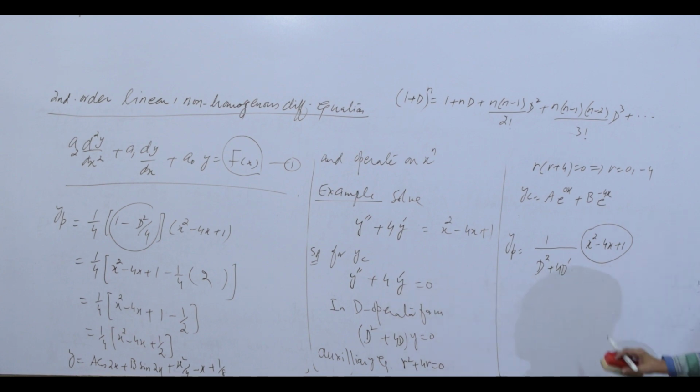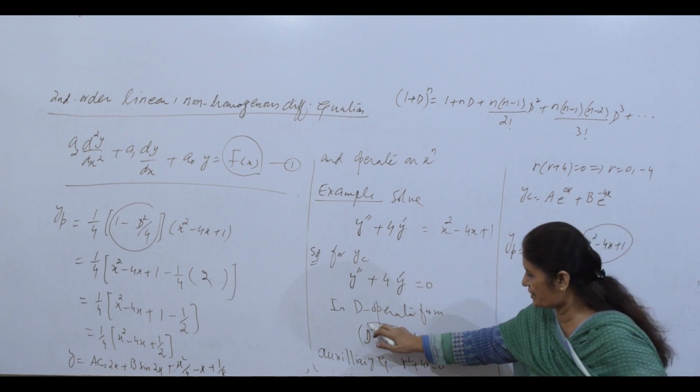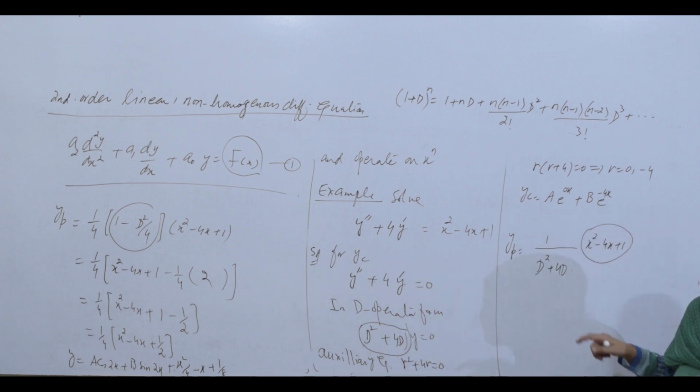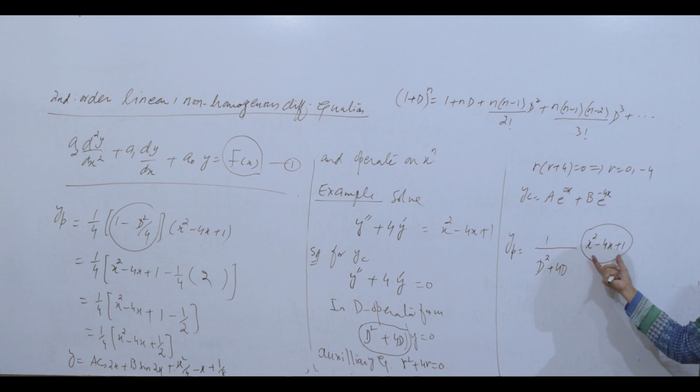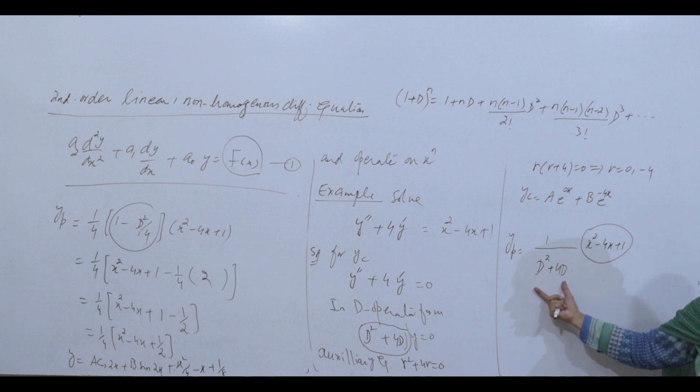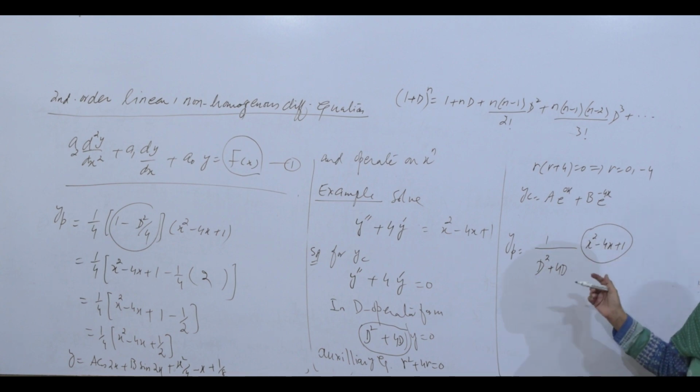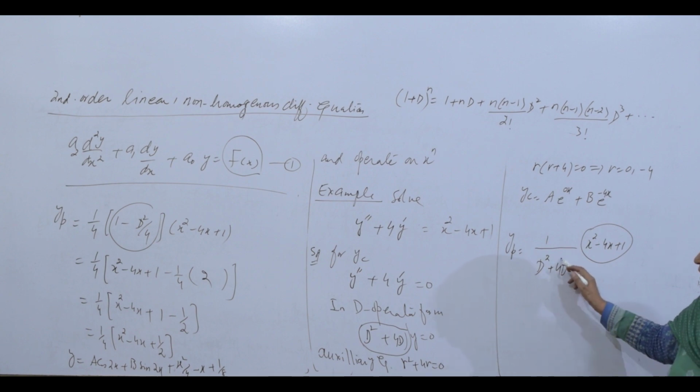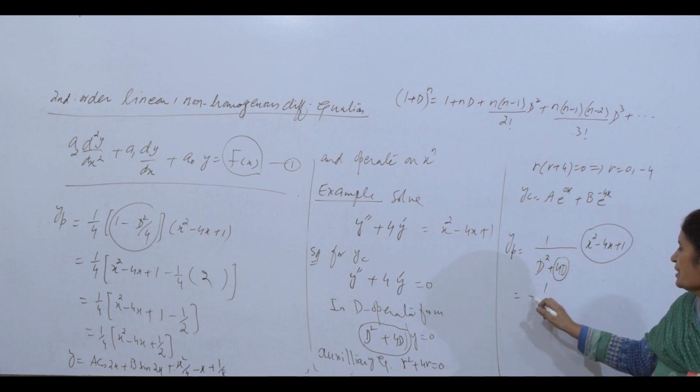This is the third question, D squared plus 4D, because the right hand side is a polynomial. Now this is a polynomial function. We have to expand this using the binomial series and operate on it. But for the binomial series, one term should be 1. And I have mentioned in the previous question, the term of smallest degree should be taken out. So here 4D is the smallest.